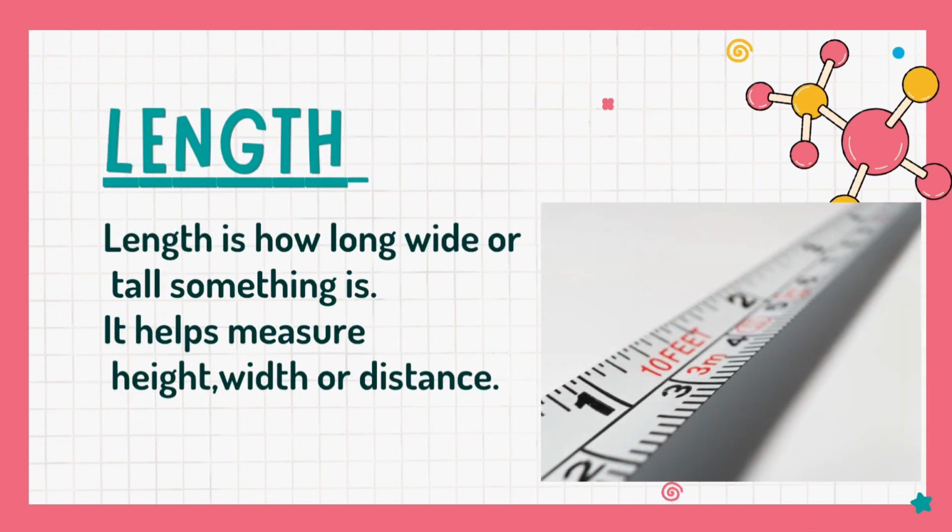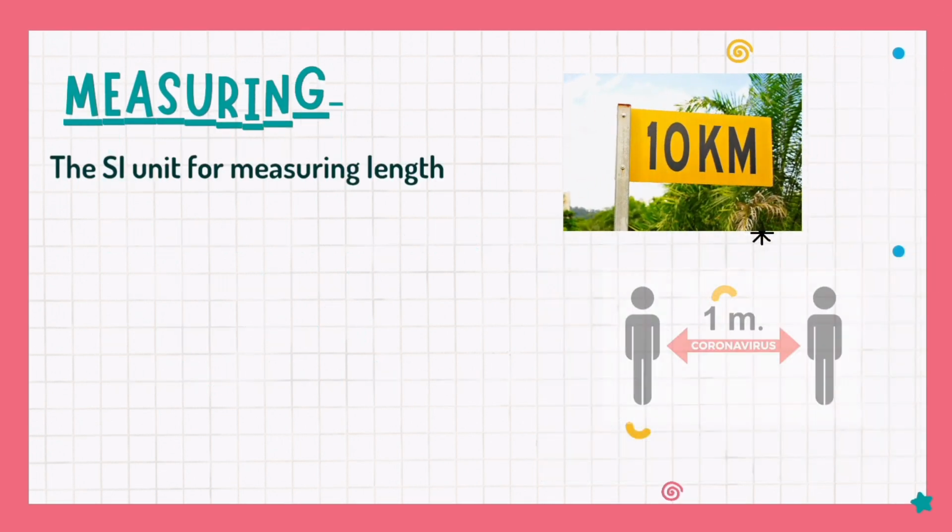The first example of measurements is length. Length is how long, wide, or tall something is. It helps measure height, width, or distance.